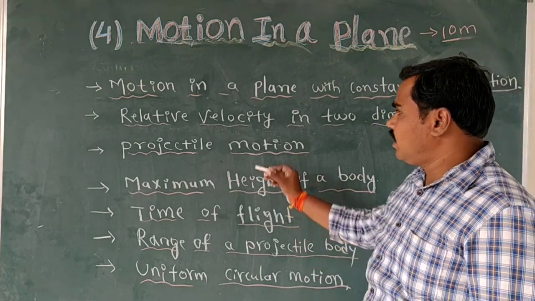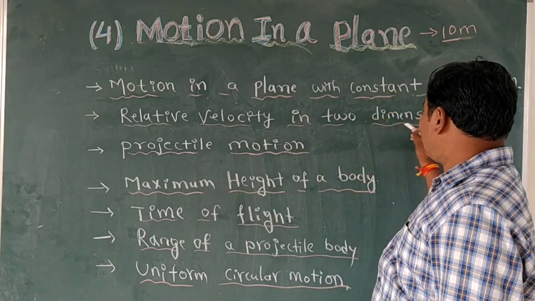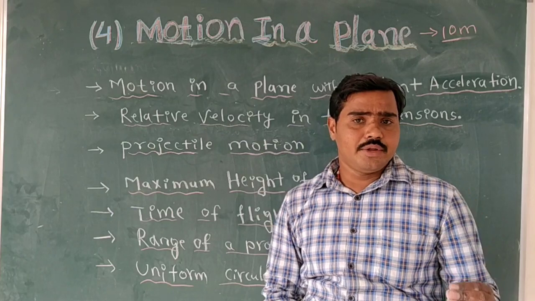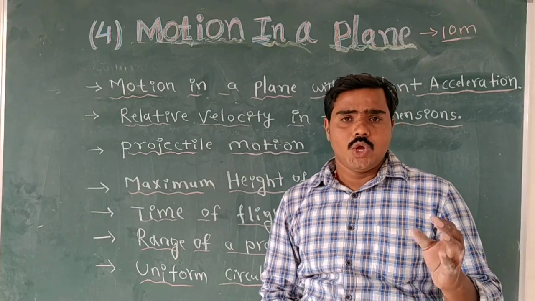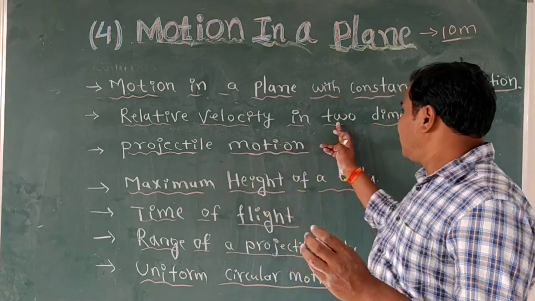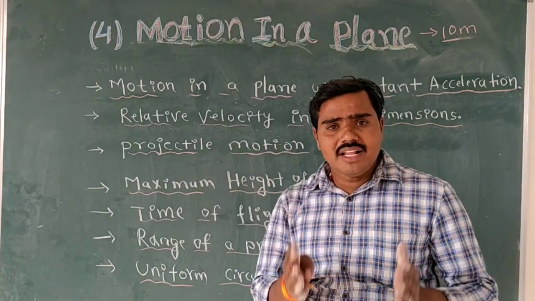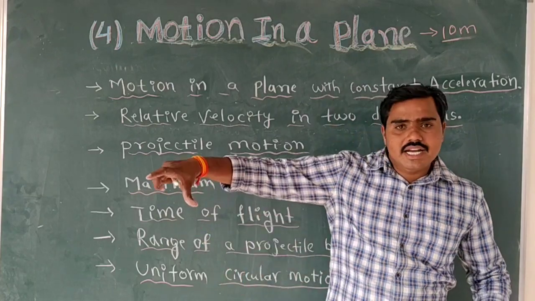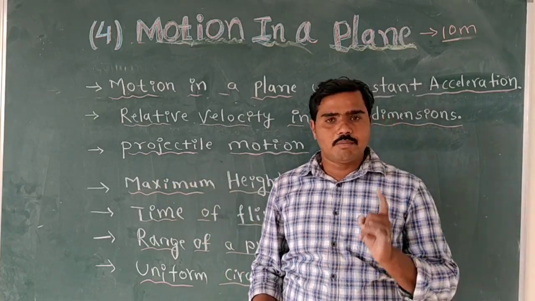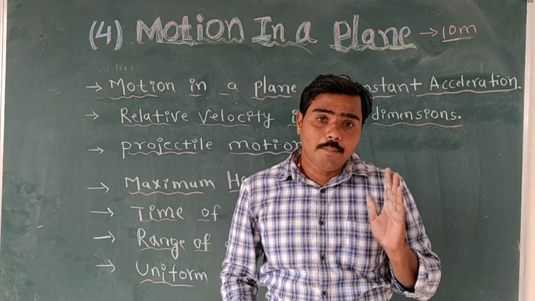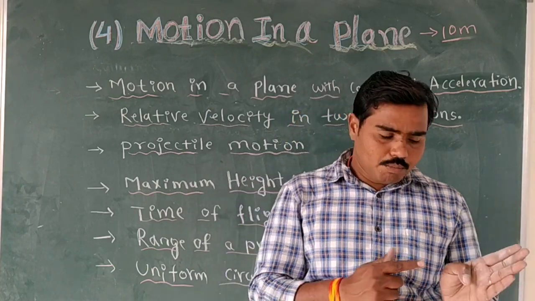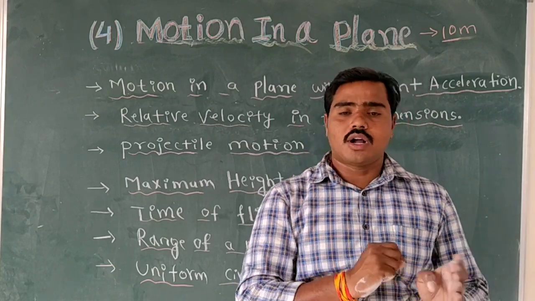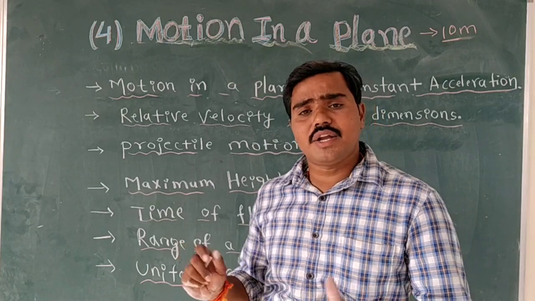And the next one is relative velocity in 2 dimensions. Relative velocity. Relative means comparative. We are comparing the velocity of one body with respect to another body. For example, on a straight road, one car and one bus are moving. We are comparing the velocity of one body with respect to another body, car with respect to bus, or bus with respect to car. That is called relative velocity.